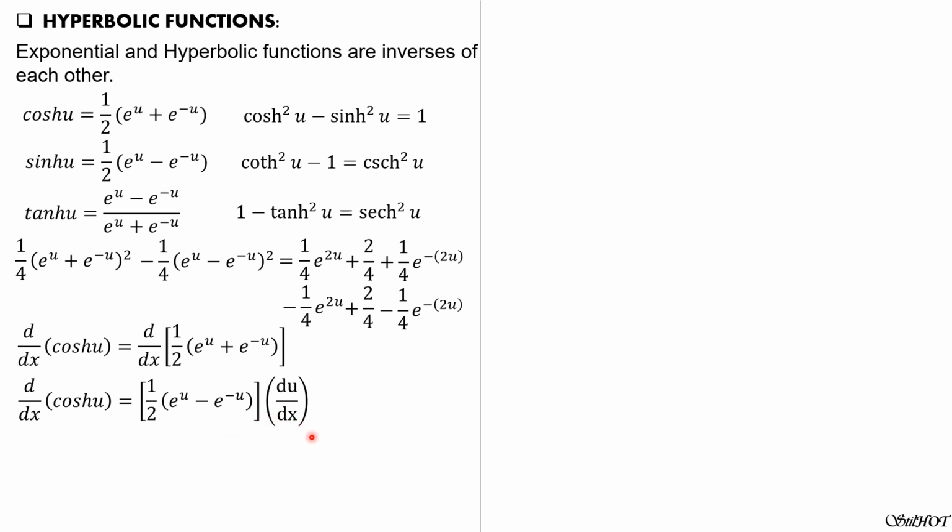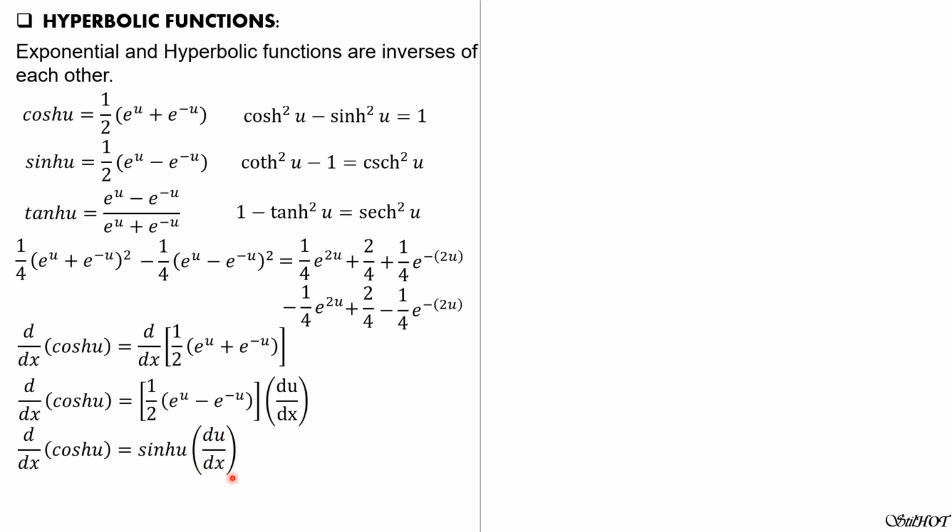So that's the result. So this is 1/2 quantity e to the u minus e to the negative u du dx, and this is equivalent to sine hyperbolic of u. So the derivative of cosine hyperbolic of u is sine hyperbolic of u du dx.